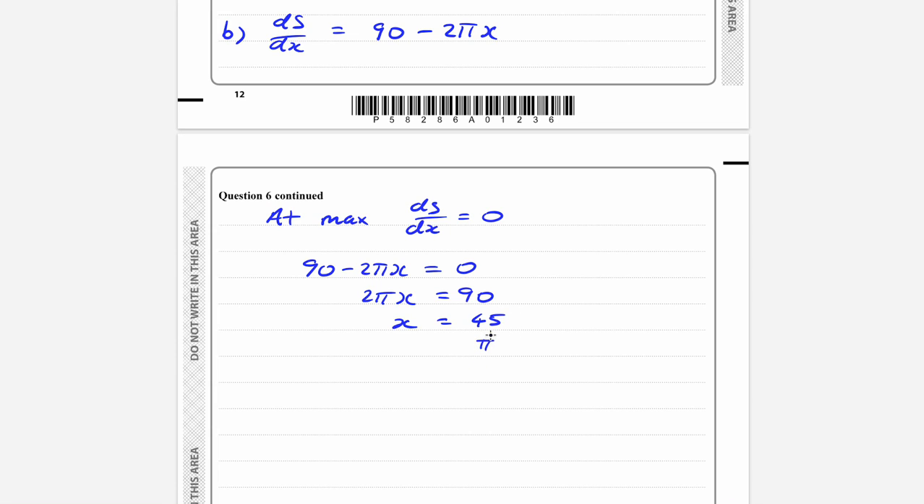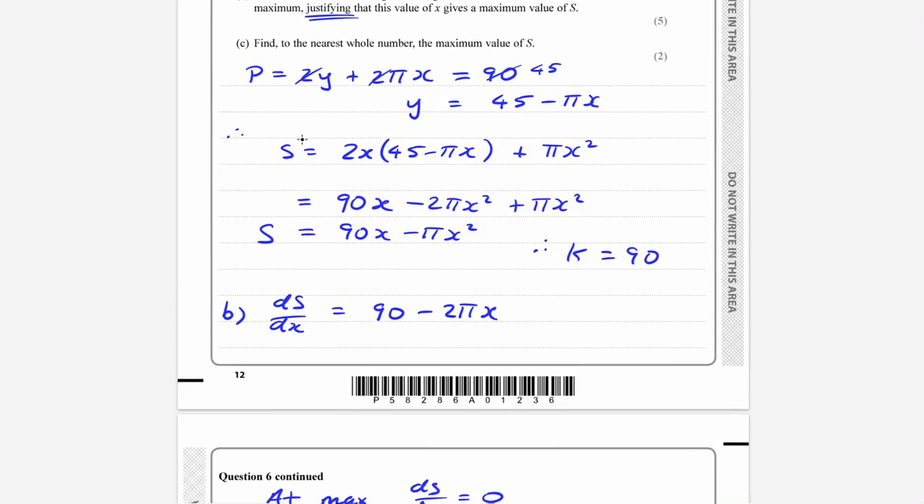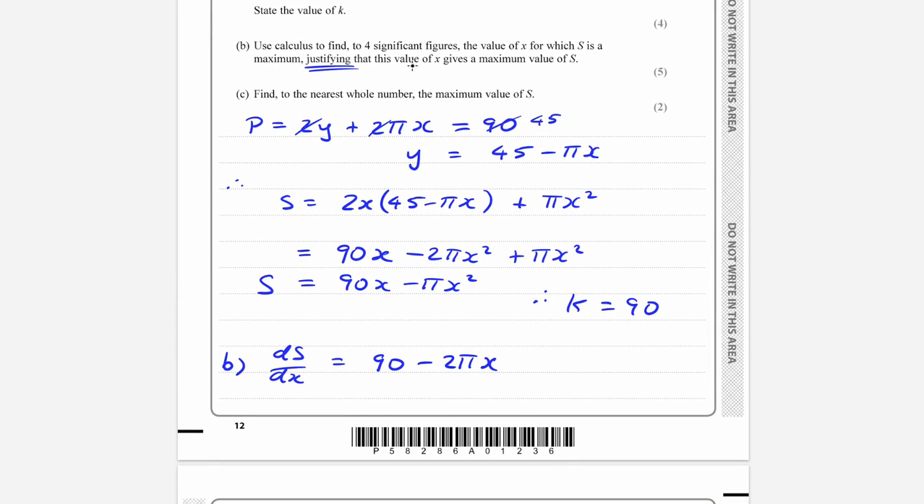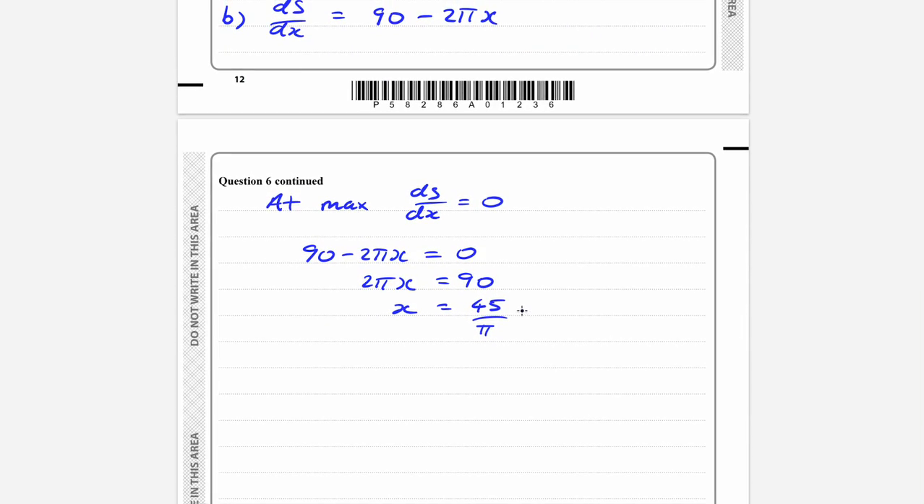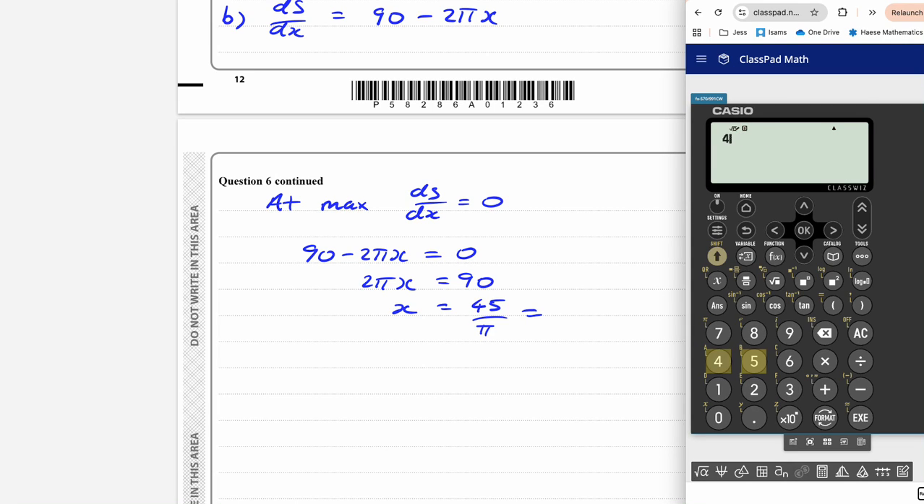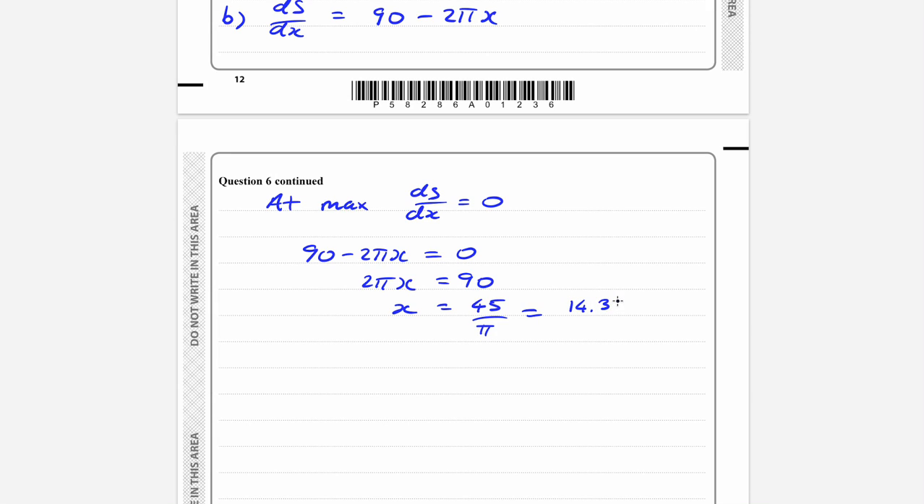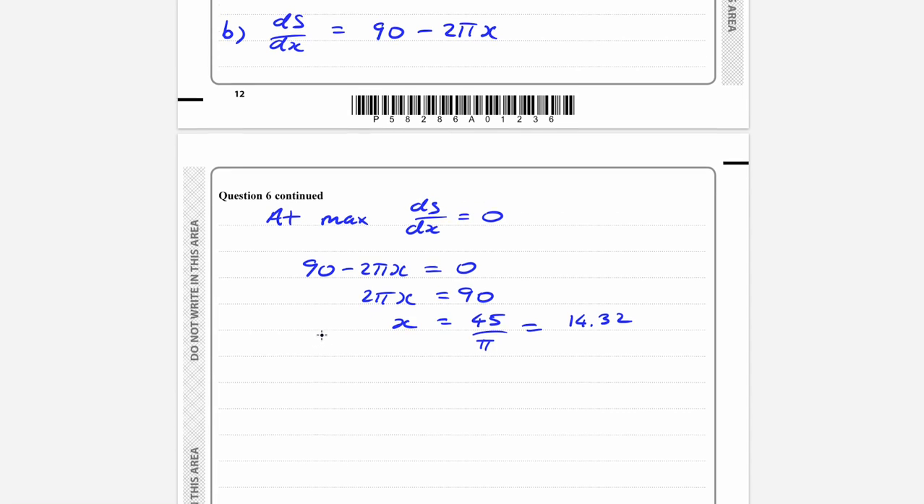Now, what's he asking for? He says use calculus to find, to four significant figures, the value of x for which this is at a maximum. So we have to give him what he wants. We should do 45 divided by pi, which is 14.32.